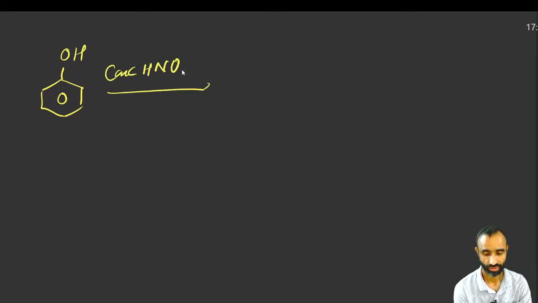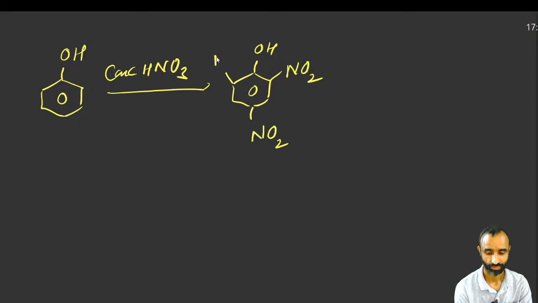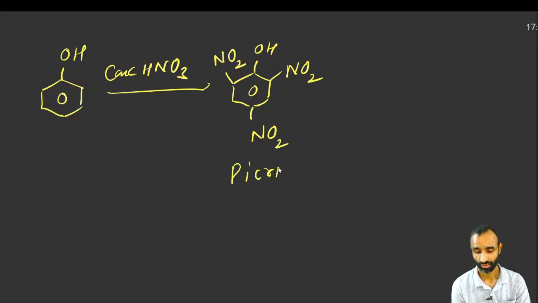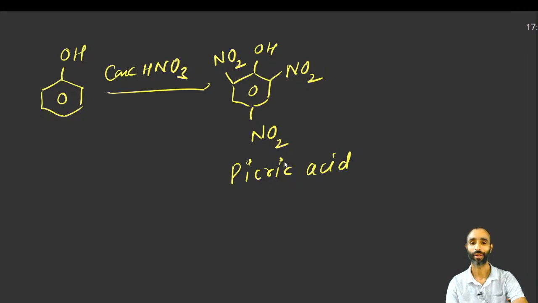See, this is phenol, and if we treat it with concentrated nitric acid, we get picric acid. So tell me, what is the limitation of this method? 2,4,6-trinitrophenol we will get. We get picric acid, but what is the limitation of this method? Yield is poor.